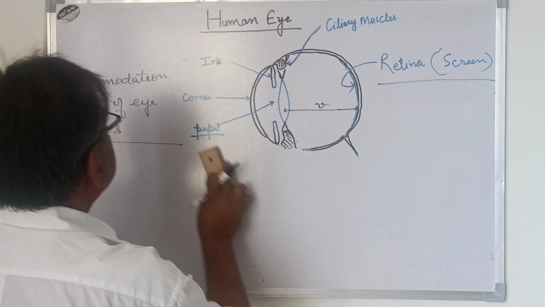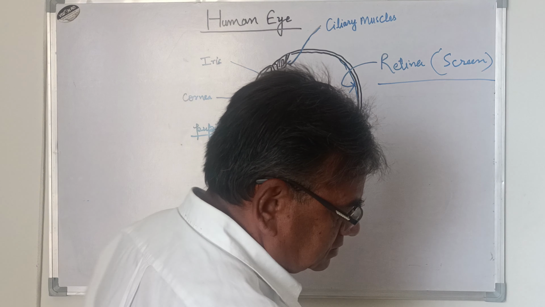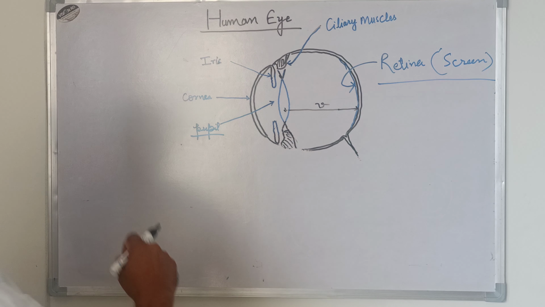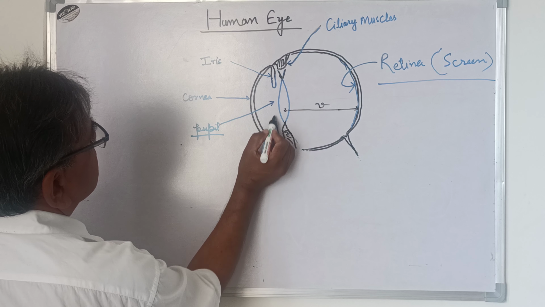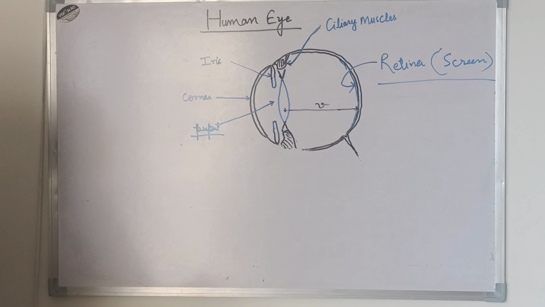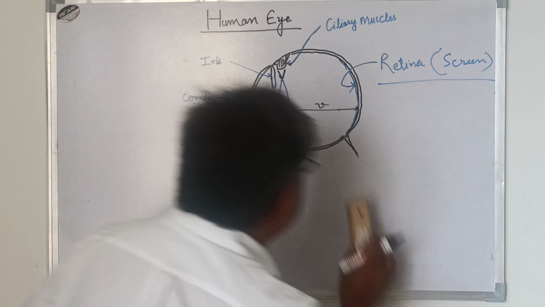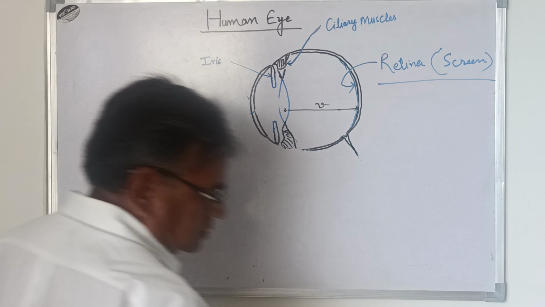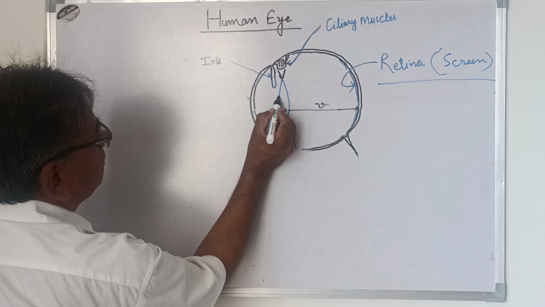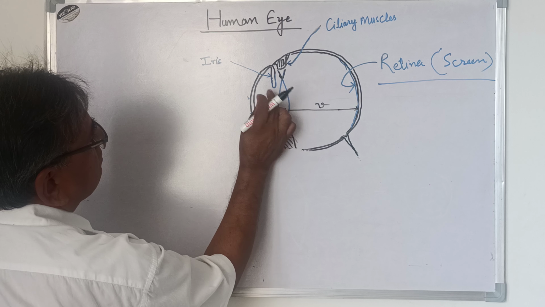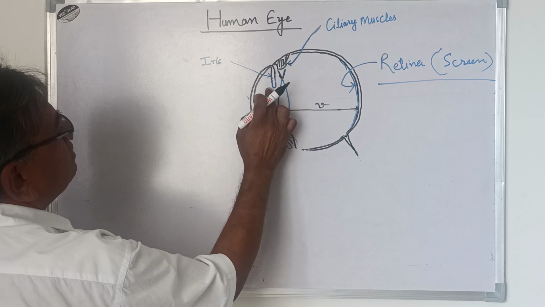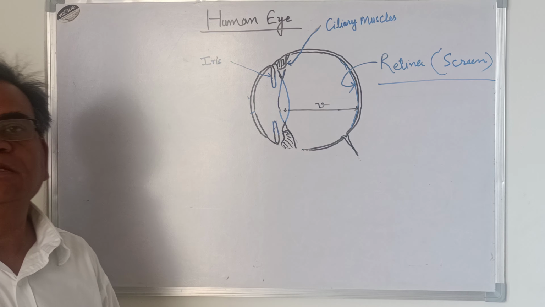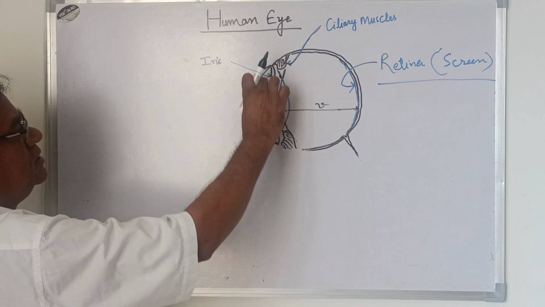Next thing we will discuss is the function of the iris. What does the iris do? This is the opening. This is the iris. The iris is an opaque construction. These are opaque muscles, not transparent. And this is its opening.